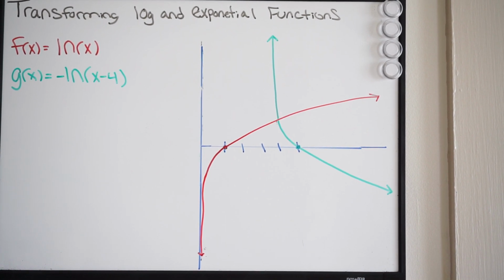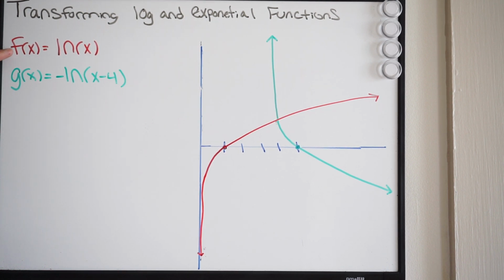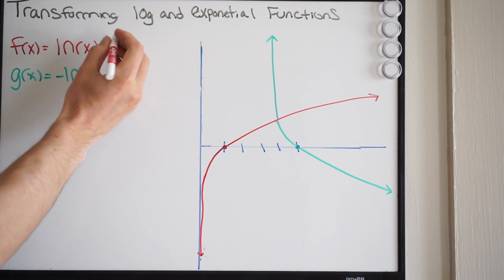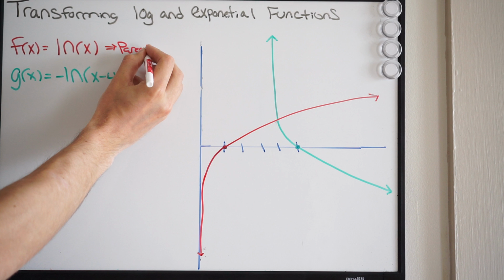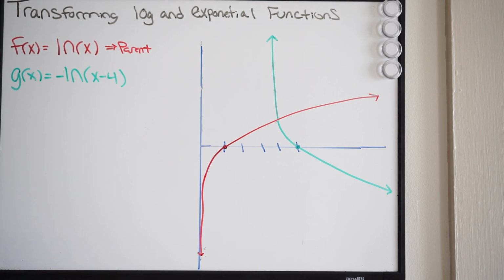Alright guys, so in this problem, we have two natural log functions being graphed, okay? So in red, we have our parent function, ln of x. And in green, we have the transformation that took place. So before we describe the transformation, let's first describe a couple things on this graph.